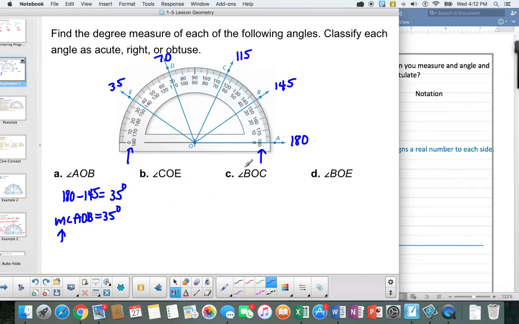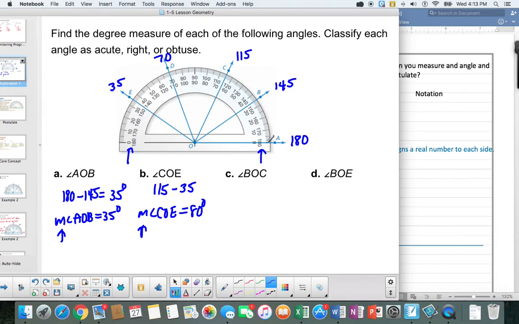Angle COE. All right, C, O, and E. Now, C has the 115 associated with this side of the angle, and this side of the angle has the 35. And I'm going to subtract these, and I'm going to get 80. So the measure of angle COE is equal to 80 degrees. Again, it's important that you put the little m. The m says we're talking about a measure. If you leave the m out, we're talking about a set of points.